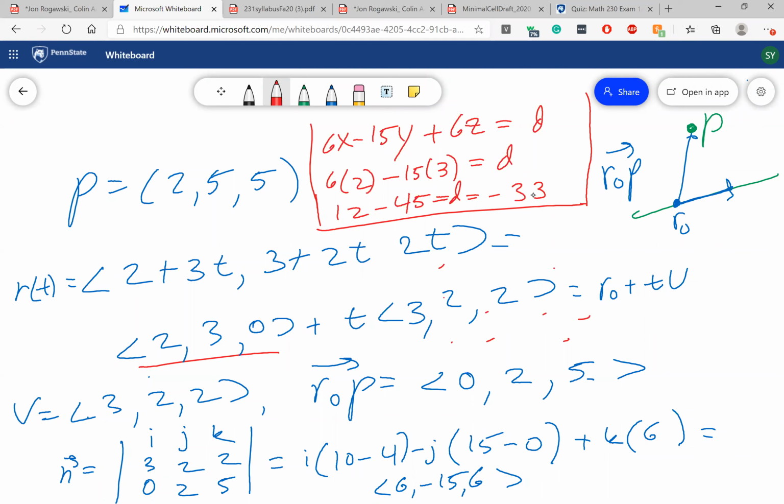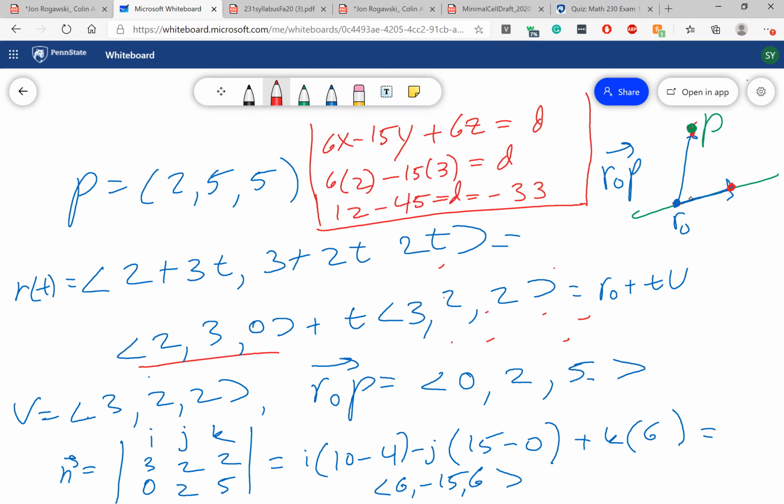Why do we plug in R sub 0? Well, it's any point really. Any point on the plane, we can choose. We can choose the point P, or we can choose the point R0.